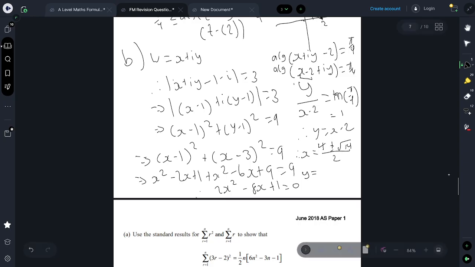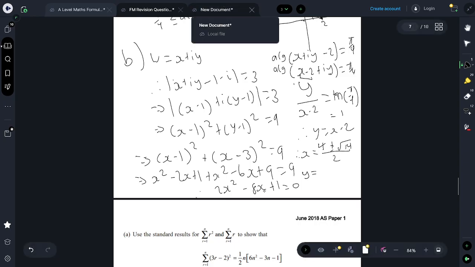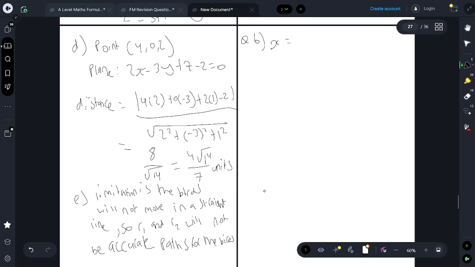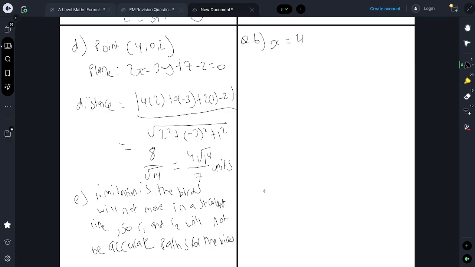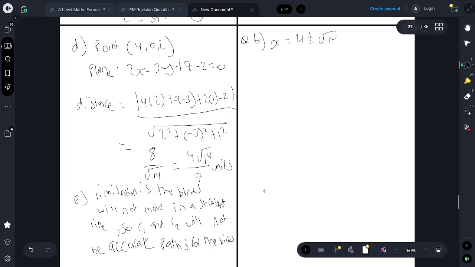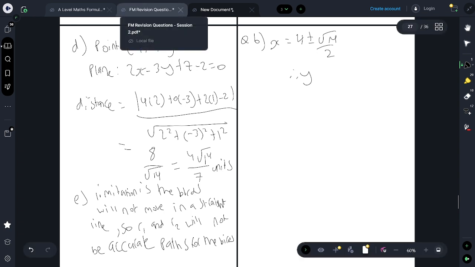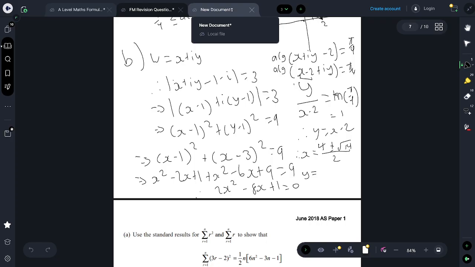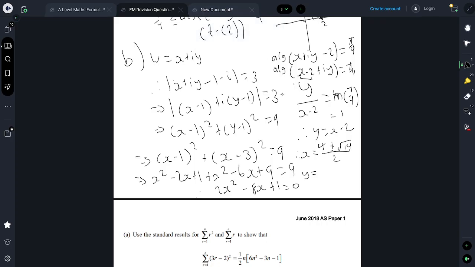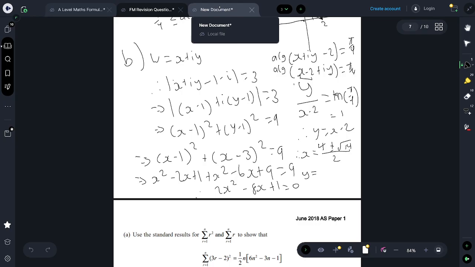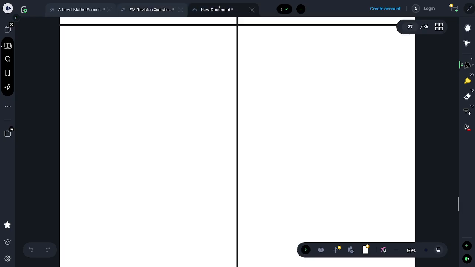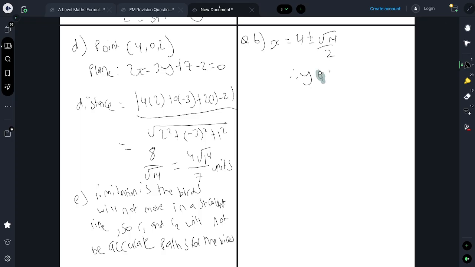Actually, I'll do some of it here to be clear. So I'm going to continue this here. So x would be 4 plus or minus root 14 over 2. Therefore, y would be, well, y is x minus 2. So that's going to be 4, oh sorry, and that's all over 2, by the way. There we are. And y would equal 4 plus or minus root 14 over 2 minus 2.